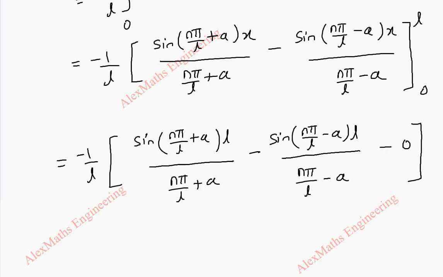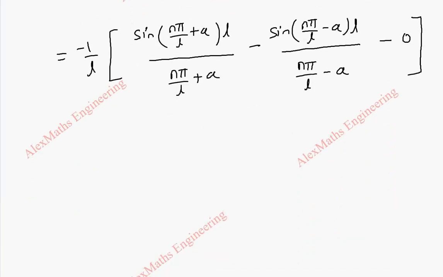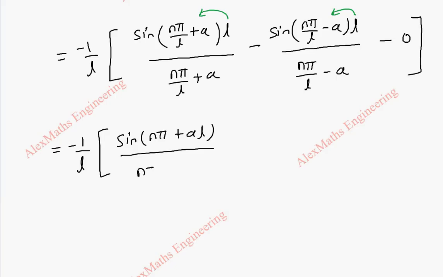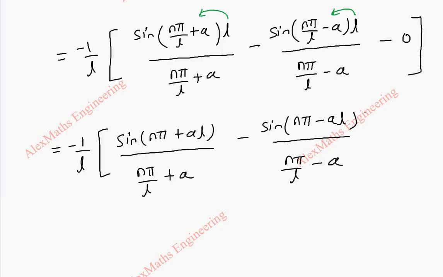Now we are going to multiply this L inside of both, so that it becomes sin. When I multiply, it will become n pi, because the L's get cancelled, then it is aL, whole divided by n pi by L plus a. Similarly here, sin of (n pi minus aL) whole divided by (n pi by L minus a).